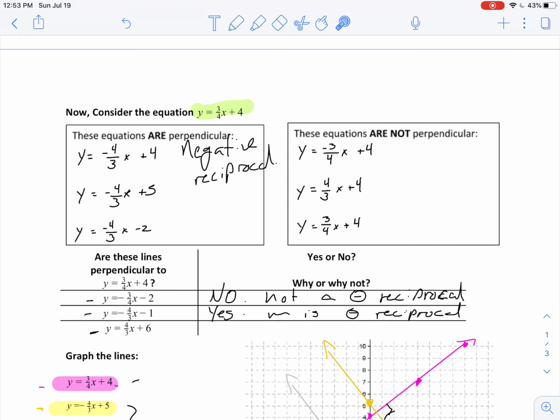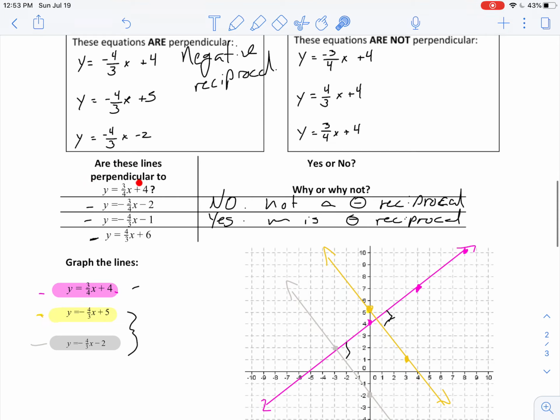So when the slope of one line is given and another line's slope is the negative reciprocal, we know that these lines are perpendicular. And you'll notice that on the right side over here, these slopes, while they're not the same as 3 over 4, are not perpendicular because they are not negative reciprocals. So as we keep going through, are these lines perpendicular to y equals 3 over 4x plus 4? Well, let's see here. Y equals negative 3 over 4x minus 2? No, because it's not a negative reciprocal. What about this line? Y equals negative 4 over 3x minus 1? Yes, it is, because the slope is the negative reciprocal.